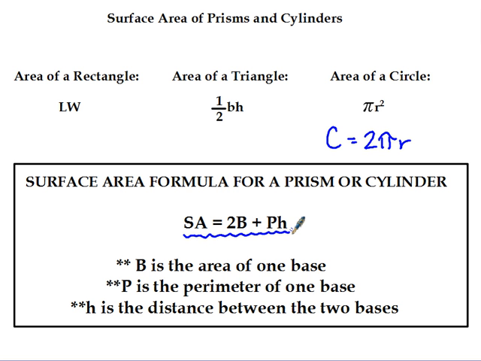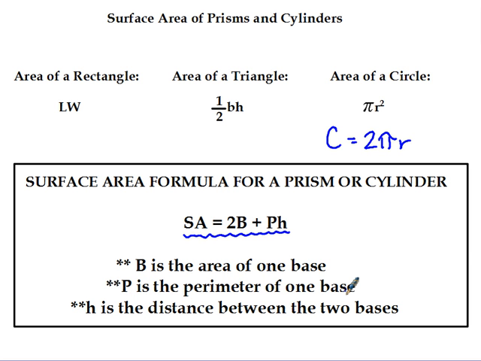So you can see some letters that we're used to. Capital B, and remember that's the area of one base. And this h, that's still the distance between the two bases. So that capital B and that h are the same ones that we used for volume. But now you can see we also have a capital P. And capital P is going to be the perimeter of one base.